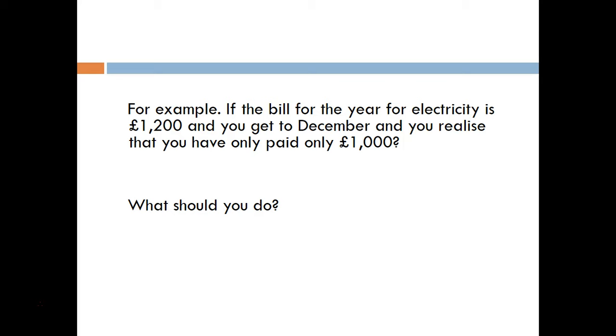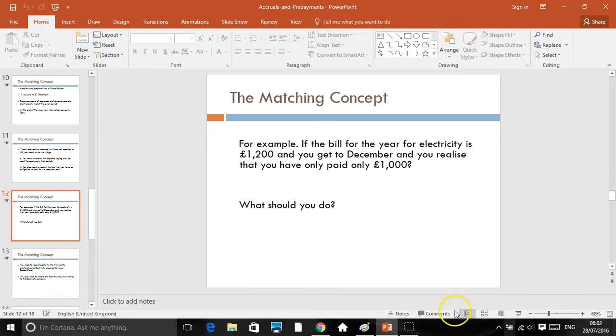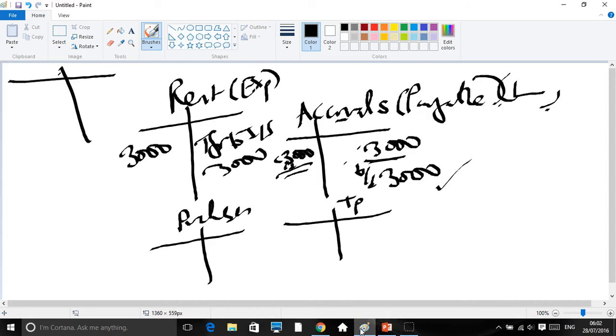So for example, if the bill for the electricity is 1,200 and you get to December and you realize you've only paid 1,000, what should you do? You know it's for 1,200, but you haven't quite paid it all.